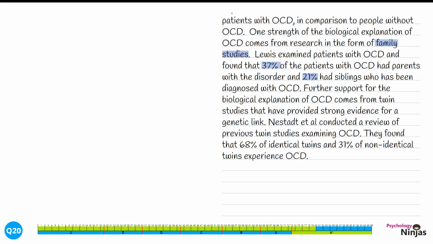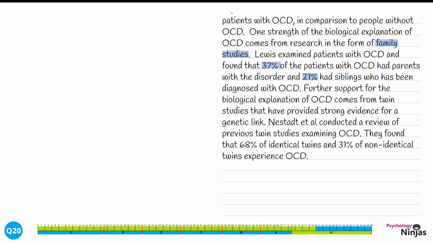Further support for the biological explanation of OCD comes from twin studies that provide strong evidence for a genetic link. Nesdat et al. conducted a review of previous twin studies examining OCD. They found that 68% of identical twins and 31% of non-identical twins experience OCD.